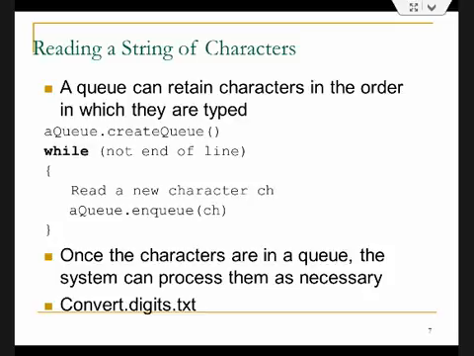So a queue then can give you things in the order that they went in. So for example, you have this loop. While you're not at end of line, I enter things in the queue, then later on when I try and read things from the queue, then it'll be in the same order.